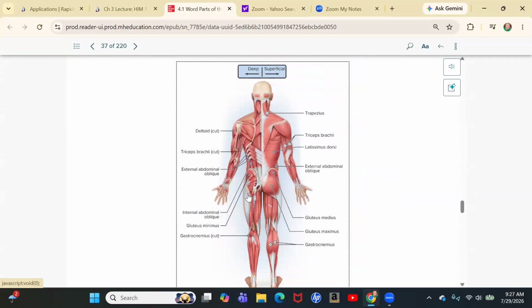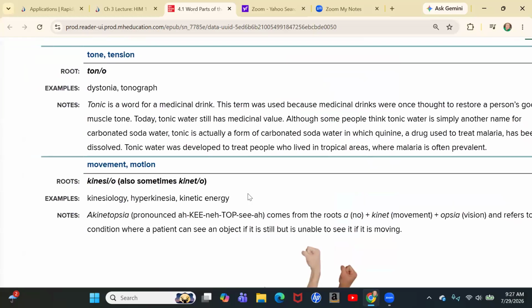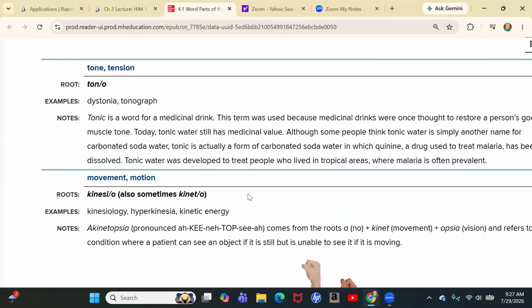Here's a posterior view of those deep and superficial muscles as well. So let's continue our study of some of the terms. We'll go back and look at some of these major muscles in a minute.